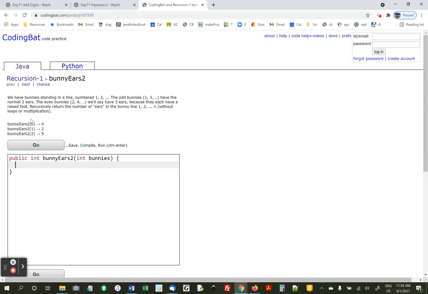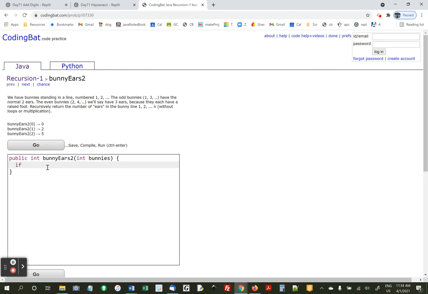So we're going to do bunny ears 2. All right, we have bunnies standing in a line. They're numbered 1, 2, 3. Odd bunnies have the normal 2 ears, and even bunnies, 2, 4, 6, 8, have 3 ears because they each have a raised foot. We're calling them 2 floppy ears plus the foot. We're calling it 3 ears.